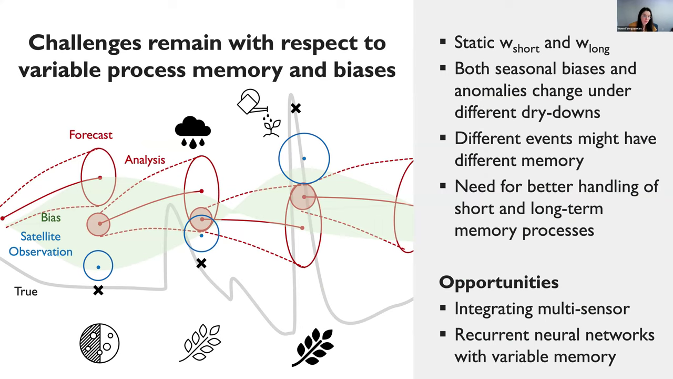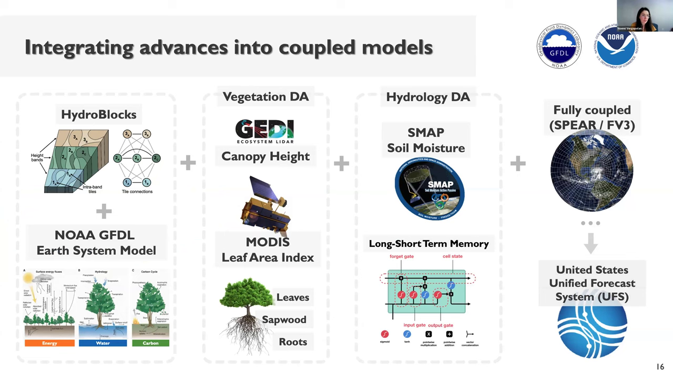In our approach, when we developed these nudging parameters for short-term and long-term bias, they were static. But as shown here in my green illustration, these biases and anomalies vary over time. So that needs to be handled, as well as the different memory between short-term and long-term processes, right? So opportunities for that rely on integrating multiple sensors, as well as using recurrent neural networks, for instance. One of the approaches we're developing now is to integrate vegetation into the GFDL Earth system model, following the same approach that I introduced.